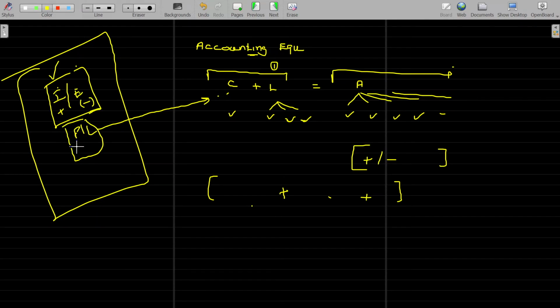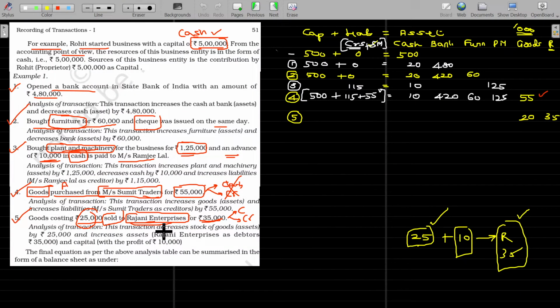In the case of profit, it should also be added to the capital, and in the case of loss, it should be subtracted. Here, because of this transaction, the owner gets 10,000 rupees benefit. That's why the owner has invested the money here, right? Because of this operation, what is he going to get? He is going to get only the benefit, which is nothing but this 10. So now the balance 500 becomes 510.